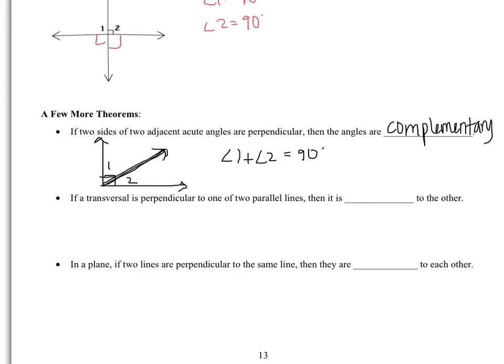If a transversal is perpendicular to one of two parallel lines, then it is blank to the other. Okay, so we have parallel lines. I'm going to mark that they're parallel. And we have a transversal that's perpendicular to one. Well, because the lines are parallel, if the one angle is a right angle, this angle also has to be a right angle because they're corresponding. So if the transversal is perpendicular to one of the lines, then it is perpendicular to the other as well.